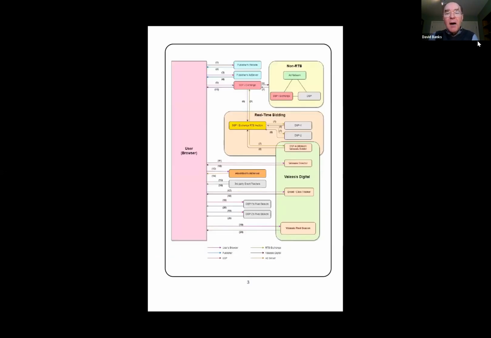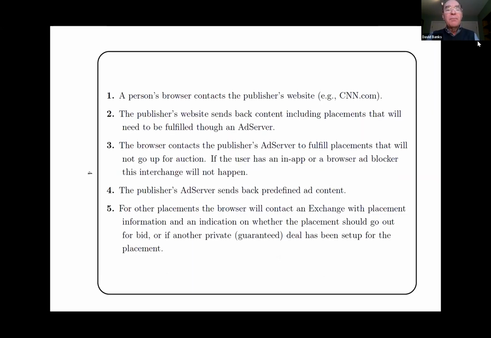Here is an illustration of how the online bidding system works, and I'll walk us through that, but I simply wanted to show that there are about 20 steps involved in bidding to show an ad to a person. So my browser contacts a publisher's website. So it might be CNN.com, New York Times, something like that. And the publisher's website then sends back content that includes placements that will need to be filled through an ad server.